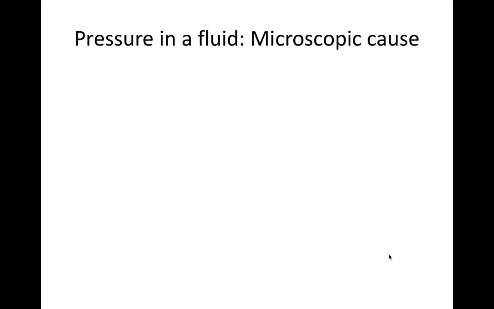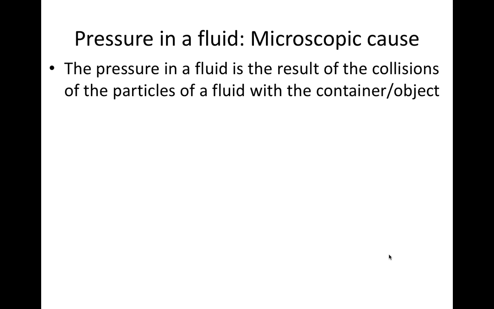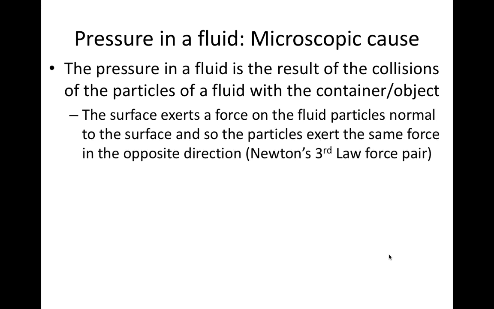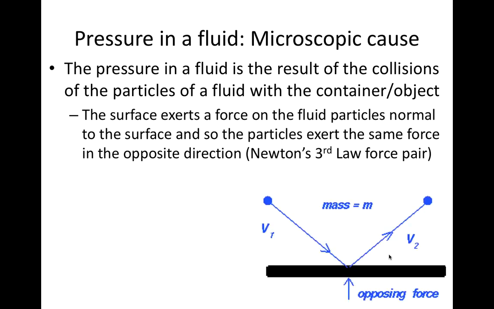It's important that we're able to explain macroscopic properties such as pressure with a consideration for the microscopic causes of those properties. We will cover this topic in much more detail next unit, but I'd like to mention here that the pressure in a fluid is the result of the collisions of the particles of the fluid and the container or object upon which the pressure is exerted. The walls of the container or object must exert a force on the particles of the fluid during collisions. This force is always normal to the surface of the wall of the container or the object.